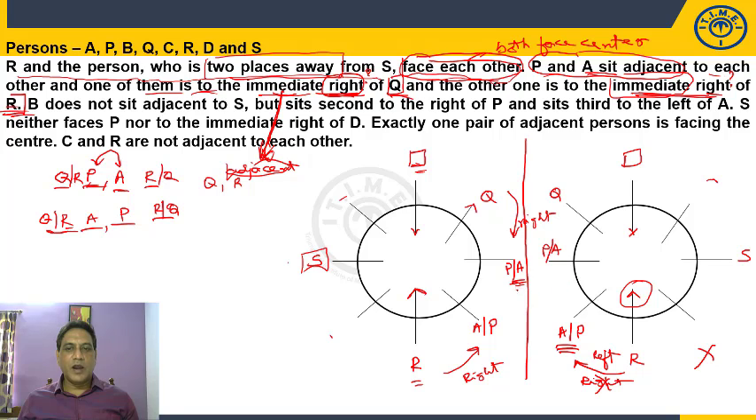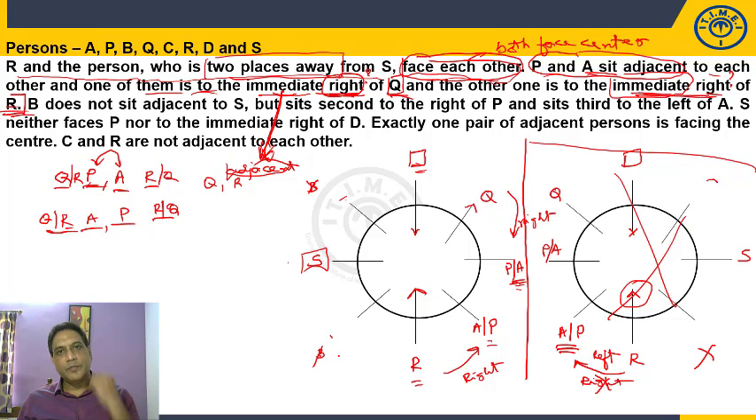But still we are not sure about the exact positions of P and A. Now we are not going to consider this case. This is ruled out. B does not sit adjacent to S. So we cannot take B in this position, nor can we take B in this position. Now, where is the position available for B? We already have R here, A, P, P, R, A, Q. So this is the only place left for B.